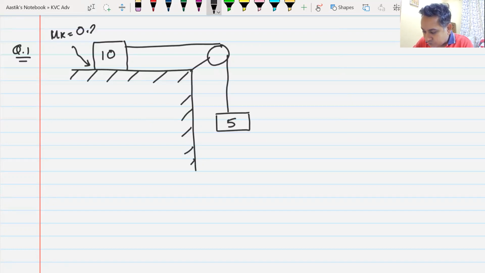Now I made this problem where I have two blocks, one of 5 kg hanging and one of 10 kg, which is put on a surface. This surface is now not smooth, but it's rough, and the coefficient of kinetic friction is mu k. Can you now find out the acceleration of the blocks? Obviously, you also have to find out the frictional force and all those things, but the main point is, can you find out the acceleration of the two blocks? I'll give you 2 minutes to do this.